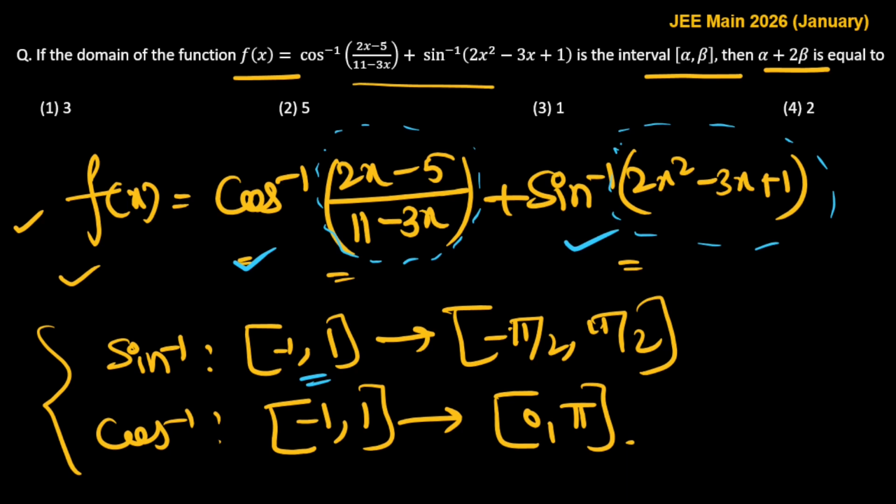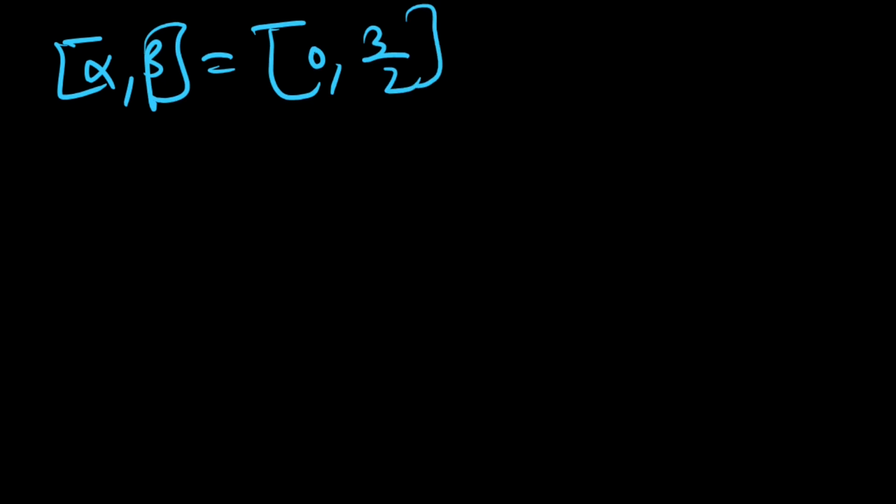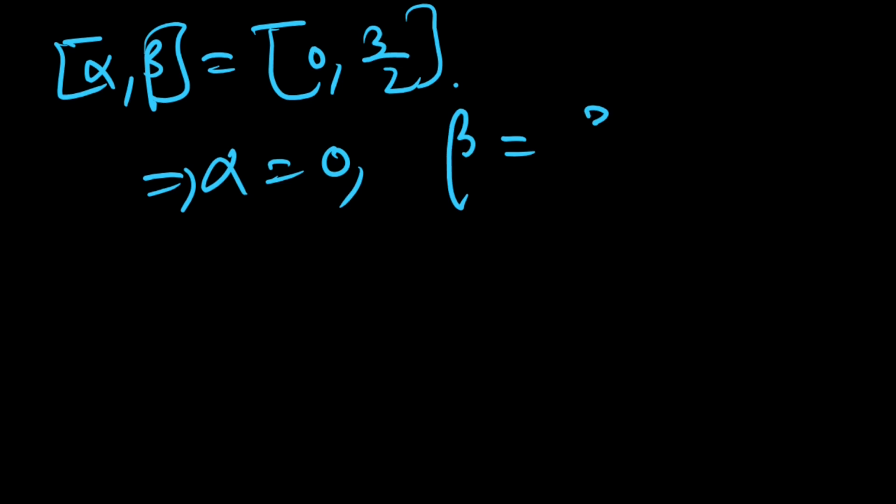In the question it is given that the domain is the closed interval alpha comma beta. So we got the domain like that, so we compare this value. Therefore alpha comma beta is equal to 0 to 3 by 2. This implies alpha is equal to 0, beta is equal to 3 by 2.